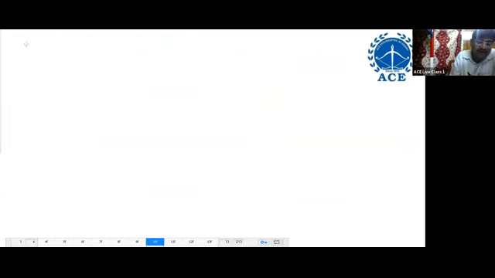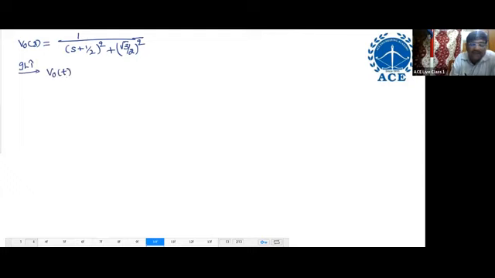So what are you getting? V naught of s equals 1 by (s plus 1 by 2) whole square plus (root 3 by 2) whole square. Find the inverse Laplace transform. The inverse Laplace transform is V naught of t. What is the inverse Laplace?